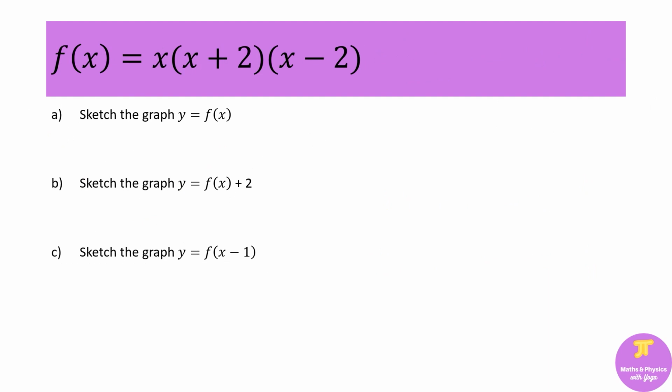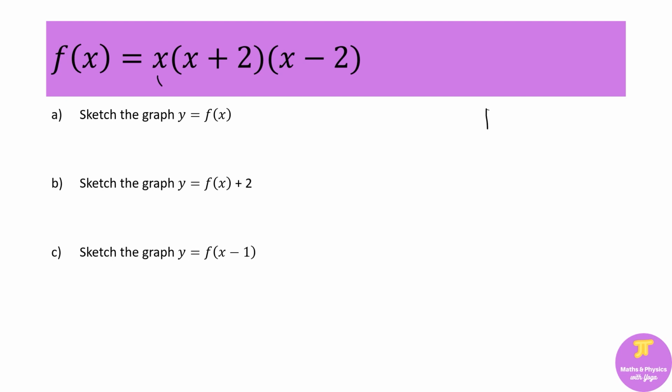Let's look at an example. This is f(x) = x(x + 2)(x - 2). So this is a cubic equation, and they have given you the roots. The roots are x = 0, x = minus 2, x = 2.